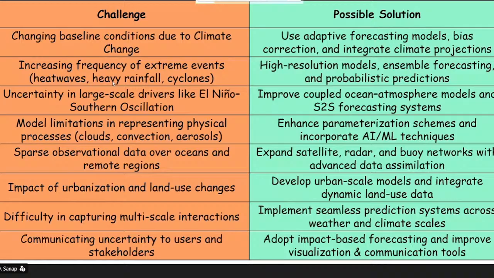Uncertainty in large scale drivers like El Nino and the Southern Oscillation. So improve coupled ocean-atmosphere models and seasonal to sub-seasonal forecasting systems. This is also being updated in IMD. Model limitations in representing physical processes, and there are many. So the point is, it's becoming more challenging to predict such kinds of events when global warming is happening and climate is changing all over the globe. So in this case, we need to improve the systems, and it is a challenge. It is interesting as we are getting many new challenges in front of us, and we have to overcome that, and we are doing it.